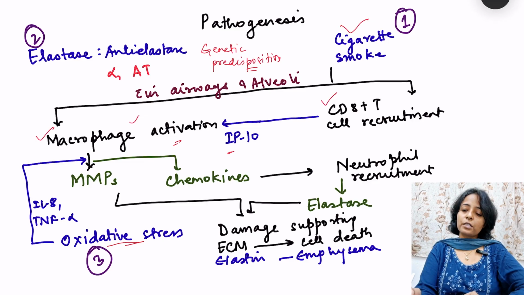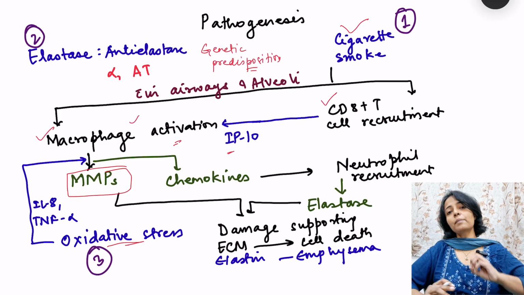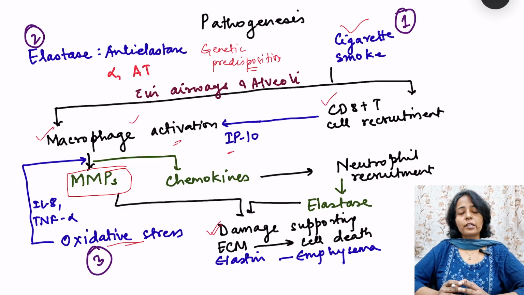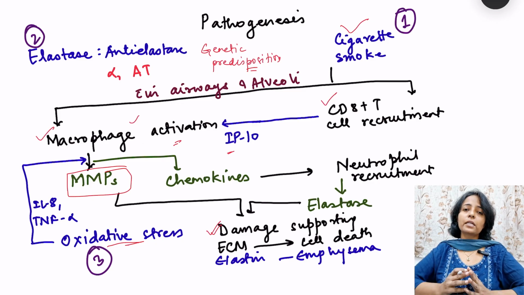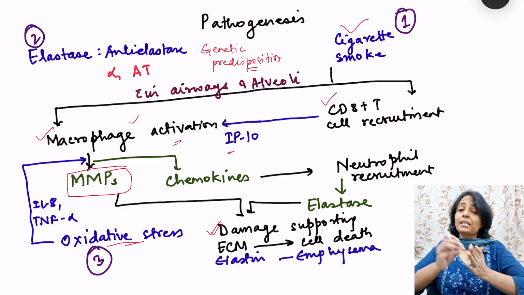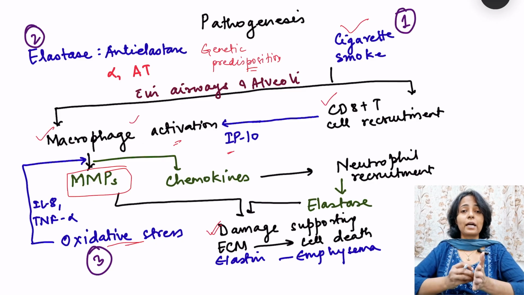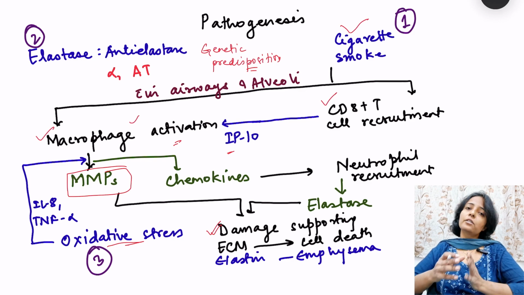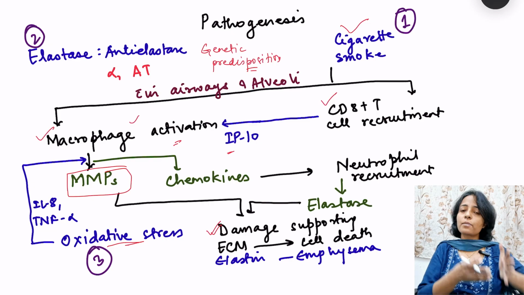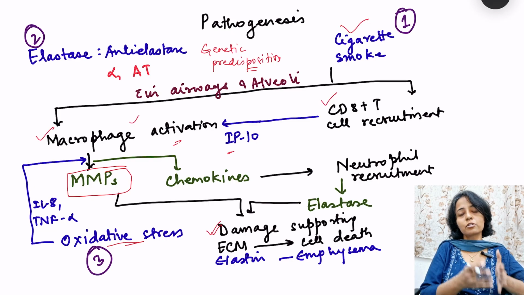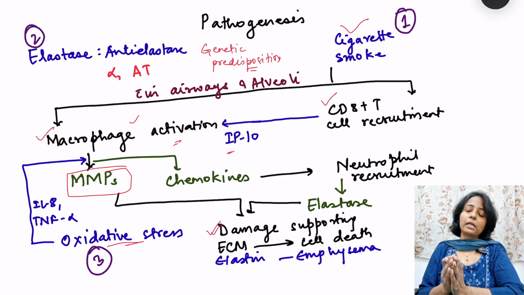Now these macrophages release a protein, matrix metalloproteinases. So these are proteinases, and these proteinases break down the extracellular matrix. Whenever there is breakdown of extracellular matrix, the cells which are in contact with that also die. See, there is always a dialogue between the cells and the extracellular matrix. So if the supporting extracellular matrix is destroyed, the cells ultimately die.